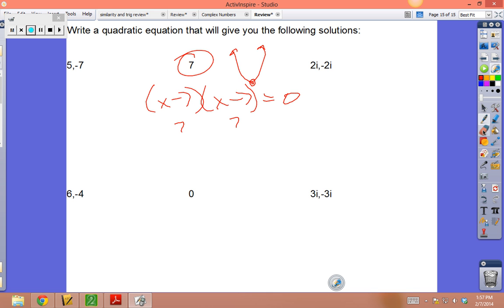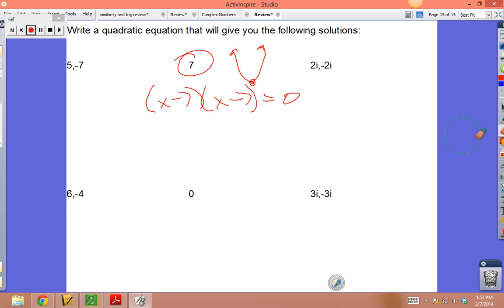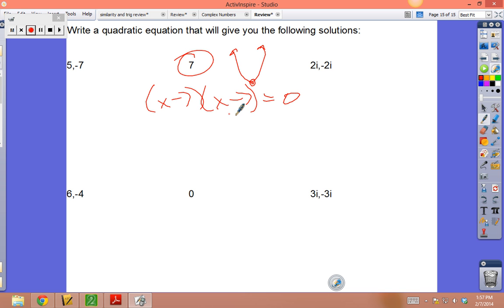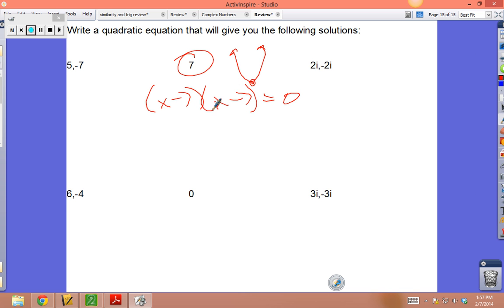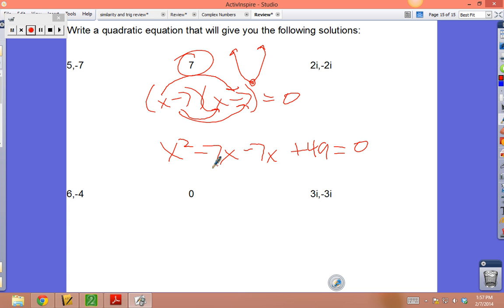Alex, let's distribute this forward. What's x minus 7 times x minus 7? What's x times x? x squared. Good job. What's x times a minus 7? Minus 7x. What's minus 7 times x? Minus 7x. What's minus 7 times minus 7? Plus 49. Combine your like terms. What's a minus 7x and a minus 7x? x squared minus 14x plus 49 is 0.